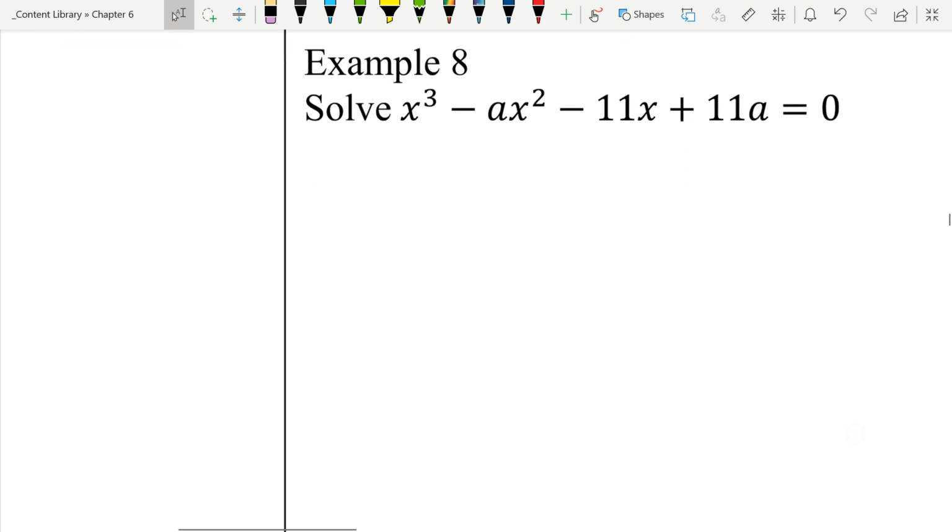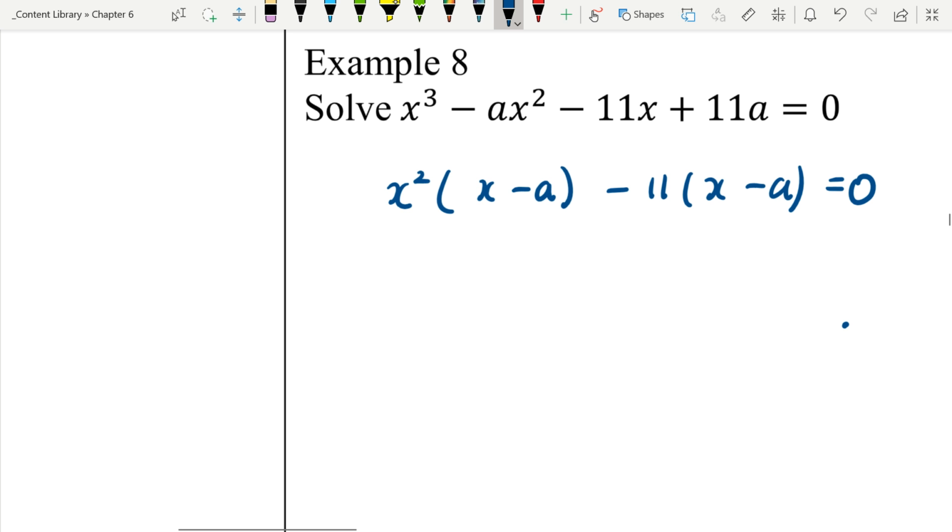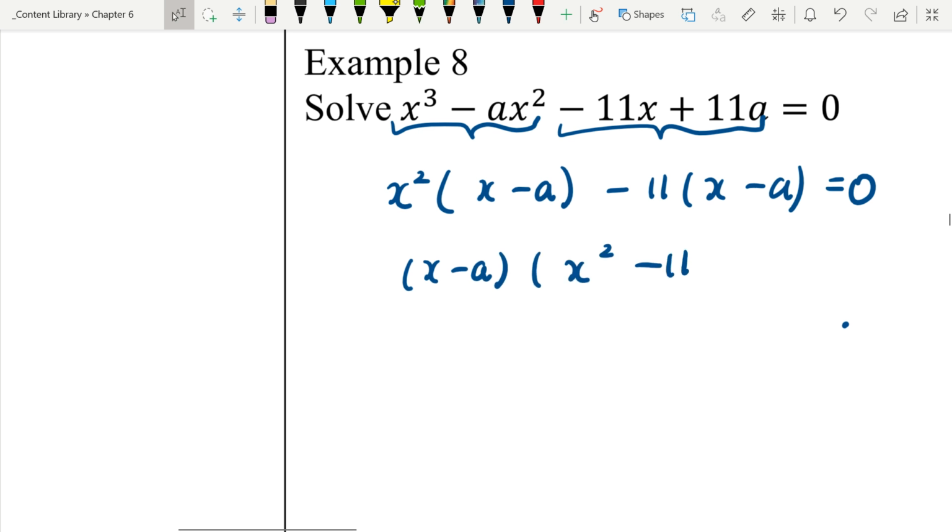This one is like grouping because there's no coefficient, no actual values of a. But you can see it's so obvious that I can take 11 out for the last two and take x squared out for the first two. So I can go x squared and x minus a for this one, minus 11 and x minus a for the second two. Like group those two and group those two. So we can take x minus a out. We have x squared minus 11 equals 0. The first two and last two, still telling you there's a grouping question, you can do that.